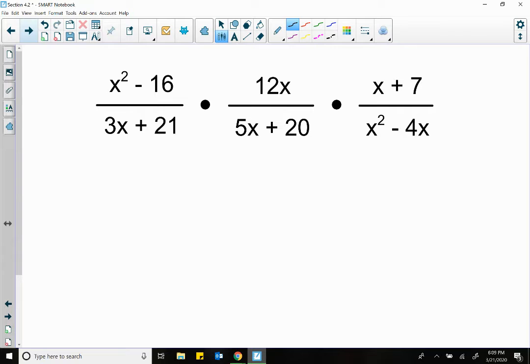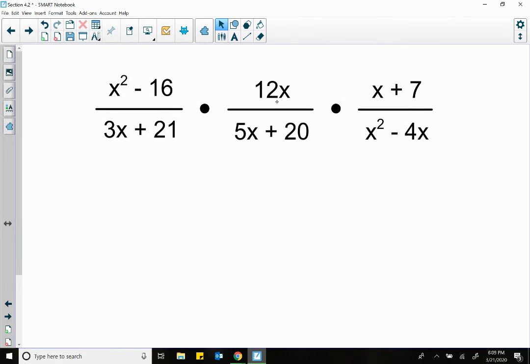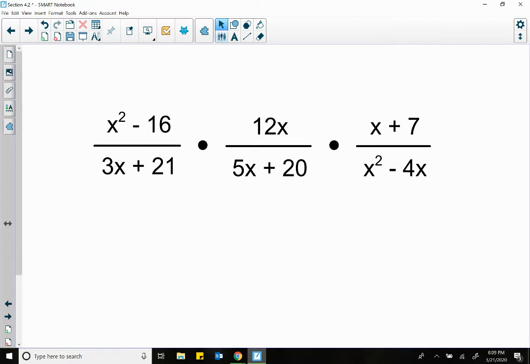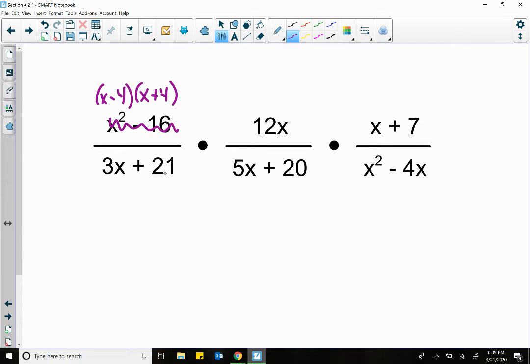All right. So here's our final multiplication problem. Then we'll talk division. Going through factoring, everybody. This x squared minus 16, well, that's x minus 4, x plus 4, because that's a difference of squares. This 3x plus 21, that can factor by pulling out a 3. So there's that factored. This is a single term, so it stays.